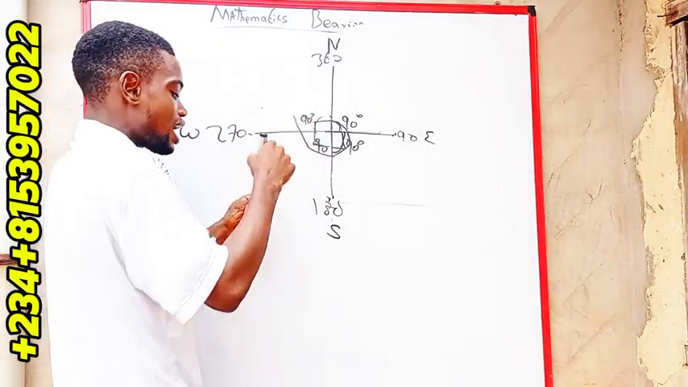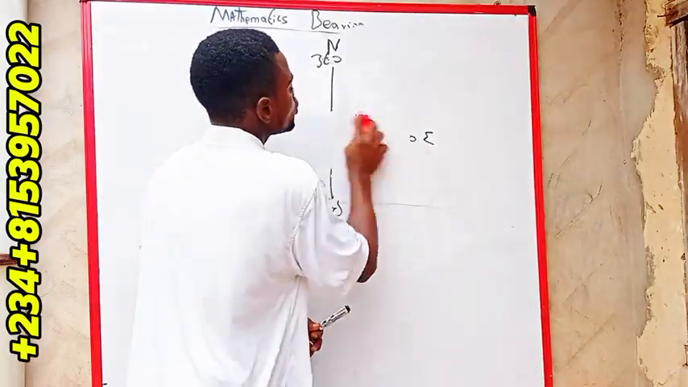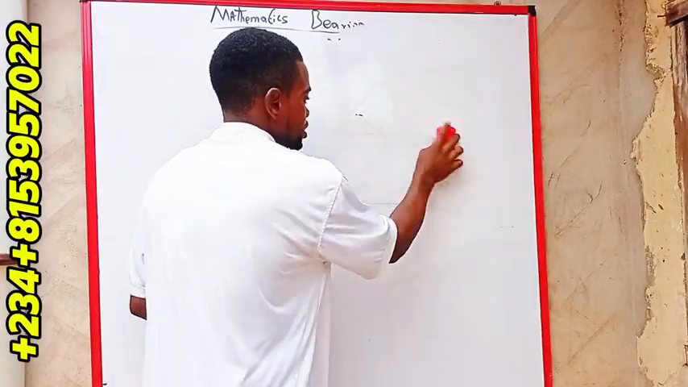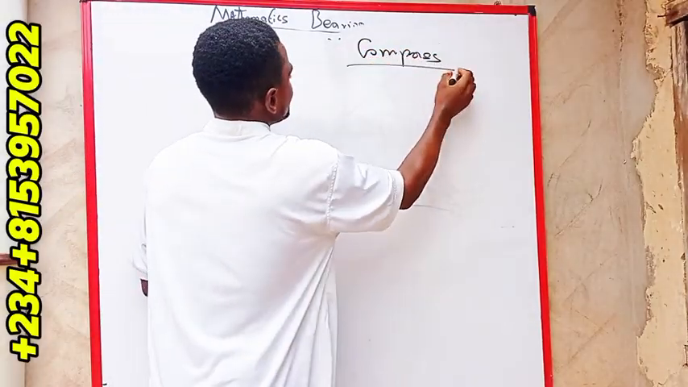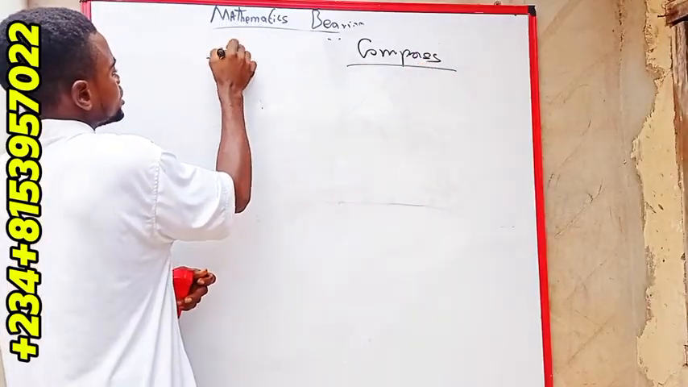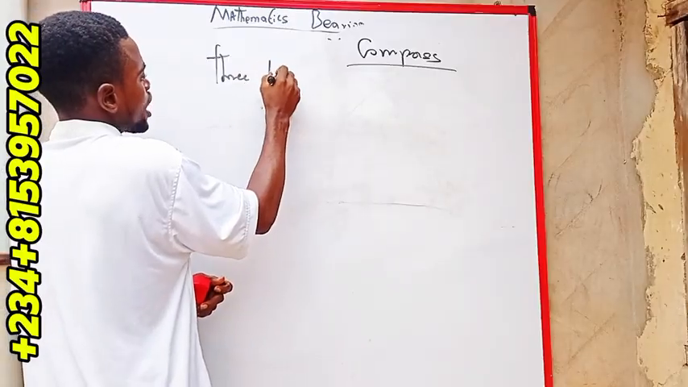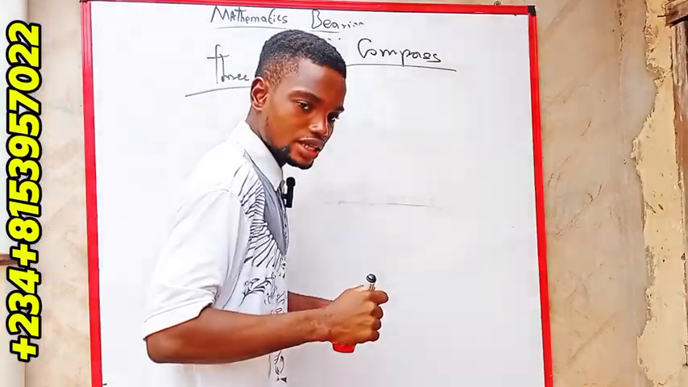Are you getting me? Now, how do we follow? We have 3 types of bearing. The first one is compass. The second one is three digits. Are you getting me? Now, what is compass bearing?